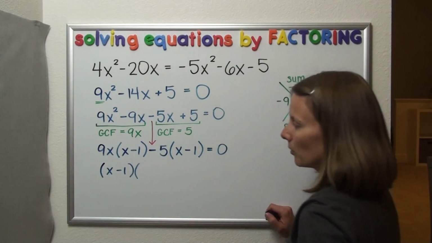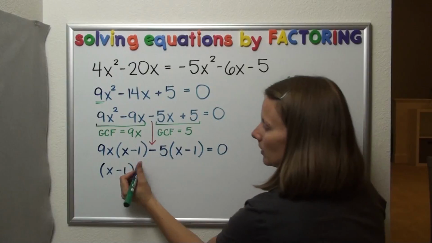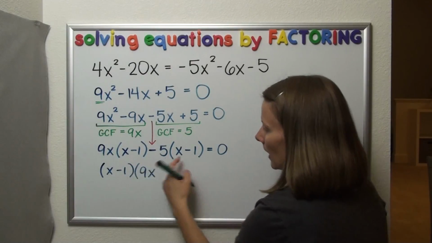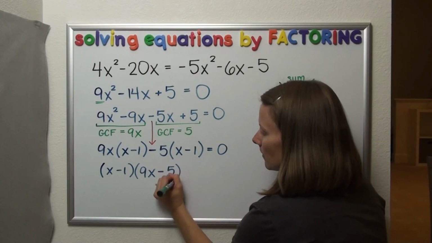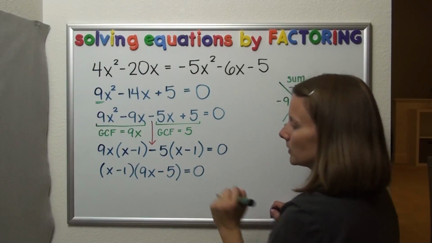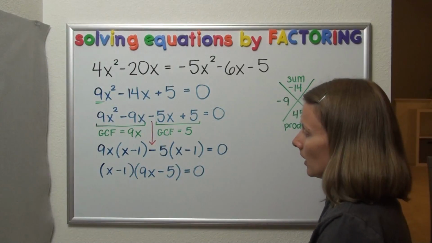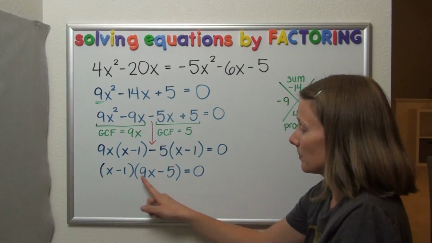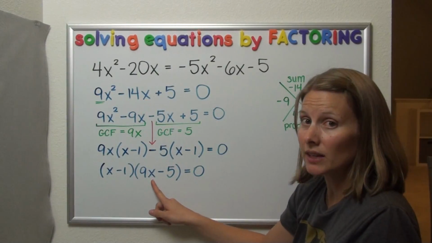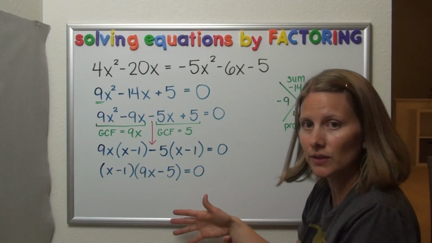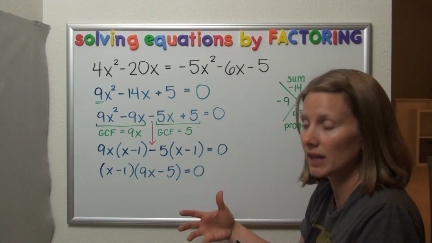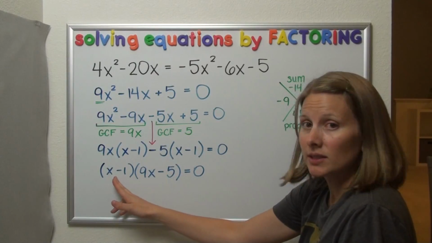So x minus 1 pulls from the first term, leaving a 9x. And x minus 1 pulls from the second term, leaving a minus 5. And it's still set equal to 0. It's factored now because it says something times something, and we know it's factored completely because these factors are each linear. So when we don't see those visible exponents, when it's linear, we leave it. But now we can go to step 3.